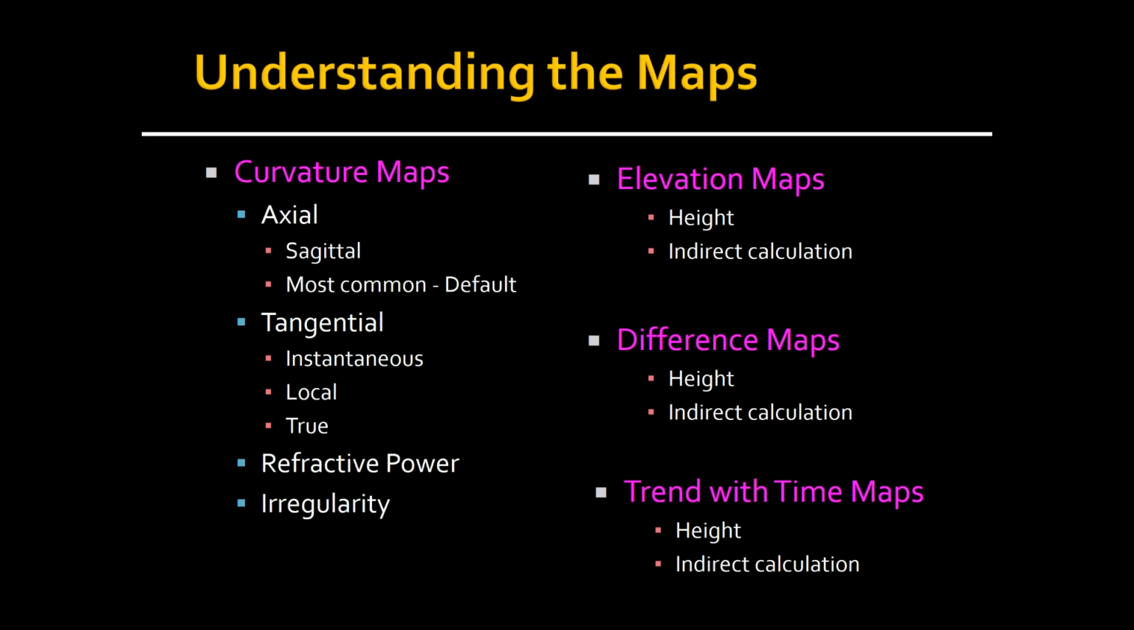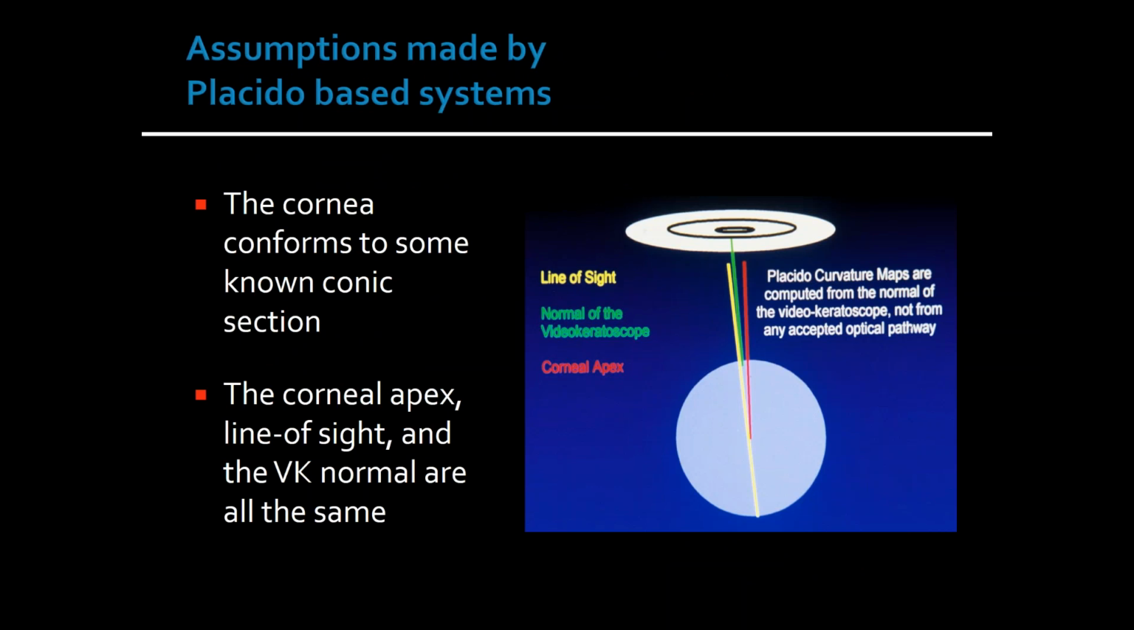We're going to talk a little bit about the different maps that you can produce with a Placido disc topographer. Placido disc topographers are by far the most common topographers out there, especially in optometric offices, because the cost of these machines is much less than some of the elevation machines we're going to talk about a little bit later. With the Placido topographers, we can produce all kinds of maps: curvature maps, elevation maps that are calculated, not measured directly, difference maps and trend with time maps. But the ones that you are most familiar with, and the ones that you see in most studies, are the classical axial sagittal maps. And we're going to talk mostly about those to start off with.